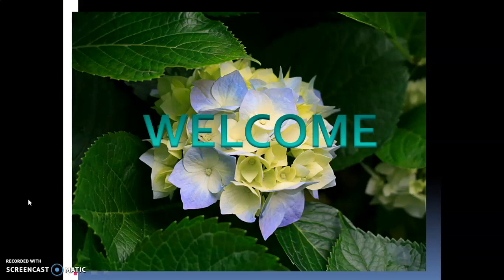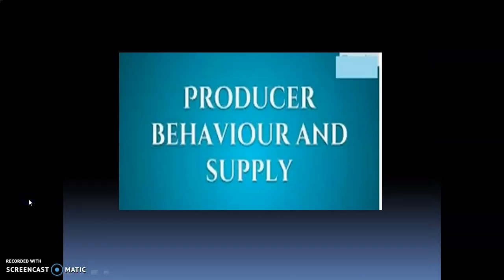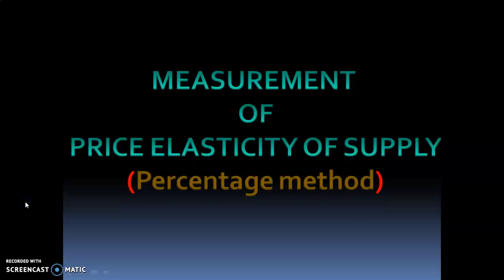So children, we were discussing chapter number 3, producer behavior and supply. In the last class we discussed elasticity of supply. So what is elasticity of supply? It is the responsiveness of quantity supplied to change in its price, that is the ratio of change in quantity supplied to change in price. Today we are going to analyze the measurement of price elasticity of supply.